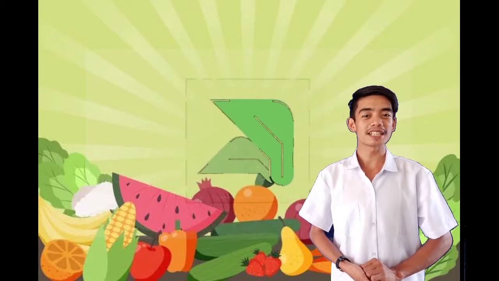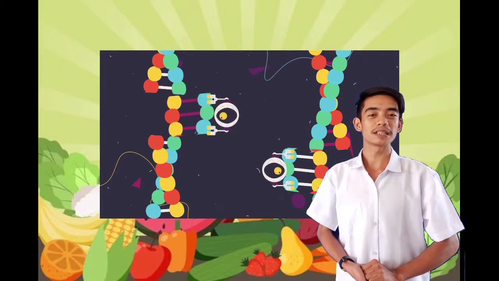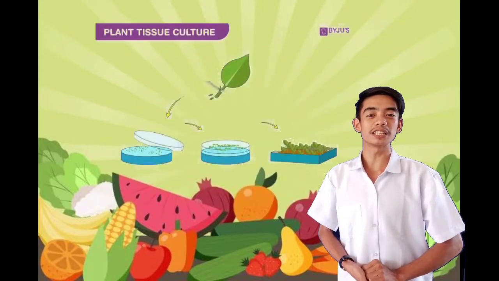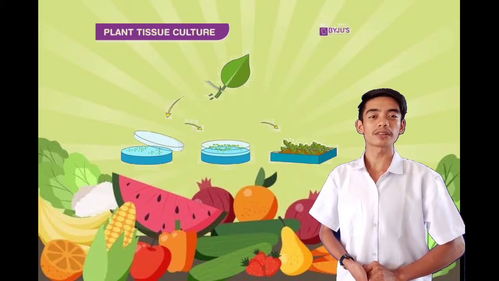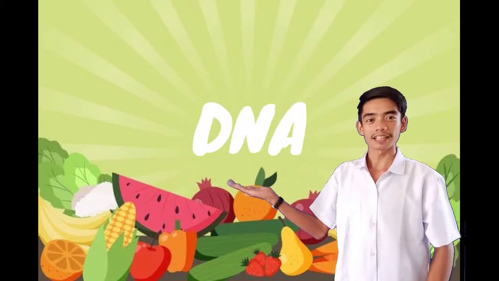To produce a genetically modified plant, new DNA is transferred into the plant cells. Usually, the cells are then grown in tissue culture where they develop into plants. The seeds produced by these plants will inherit the new DNA.